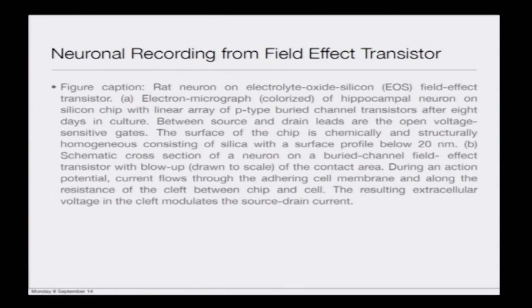Okay? Now, coming back, the surface of the chip is chemically and structurally homogeneous, consisting of silica with a surface profile below 20 nanometer. The schematic cross section of a neuron on a buried channel field effect transistor with blow up drawn to scale of the contact area. During an action potential, current flows through the adhering cell membrane and along the resistance of the cleft between chip and cell. The resulting extracellular voltage in the cleft, this is the most important line, modulates the source and the drain current.